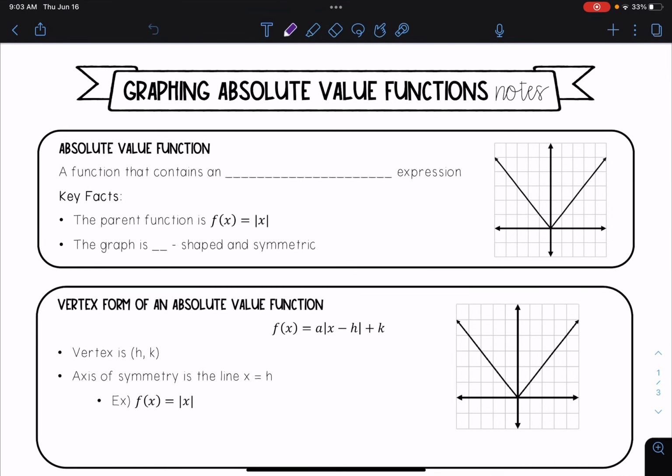Hello everyone, today we're going to be talking about graphing absolute value functions. So first, just to learn a little bit more about absolute value functions, this is a function that contains an absolute value expression.